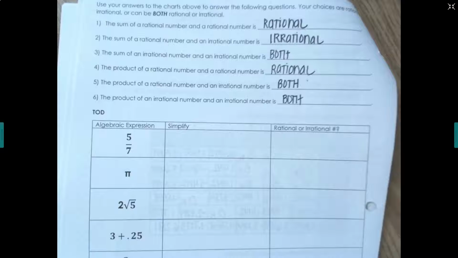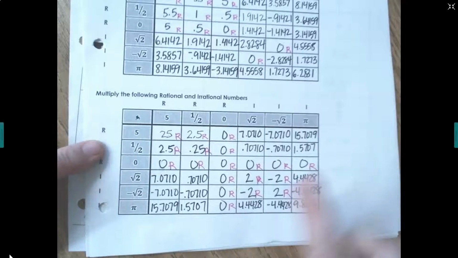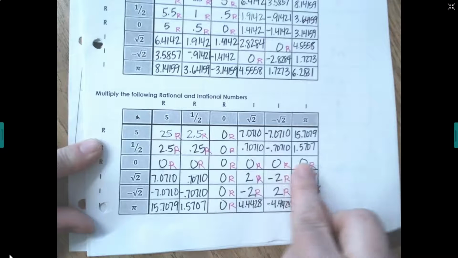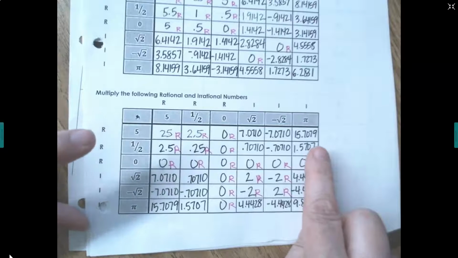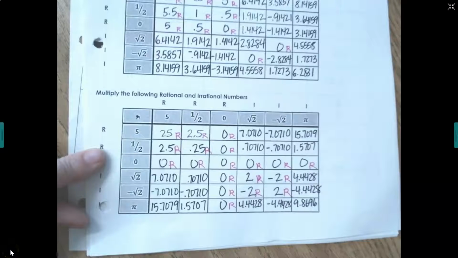Now for 5, the product of a rational number and an irrational number, I say is both. So let's look at the chart and see why that's the case. So when I multiply a rational to an irrational, these answers are all irrational, but when I multiplied by 0, all of my answers were rational. So that's how, if I multiply a rational to an irrational, I can end up with some rational numbers and some irrational numbers. So it can be either, both.